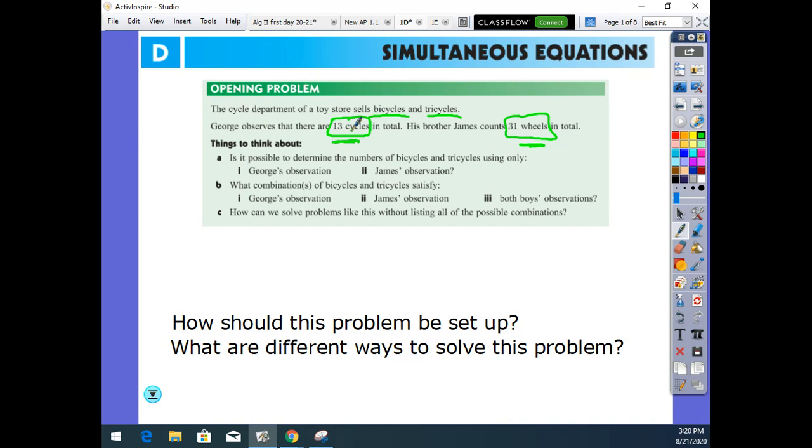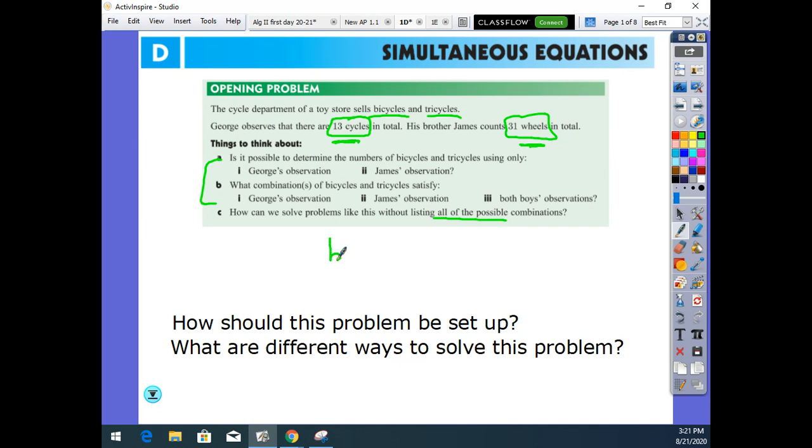But if we have to consider both boys' observations to make each of them true, we're going to have to figure out which works for both. Can we do this without listing all possibilities? Probably one of the harder things about your IB tests is reading a problem and getting a starting point. You might start off by doing one of these things and think, wait, there's an easier way. What do I need to do?